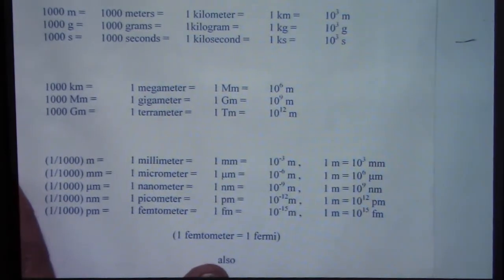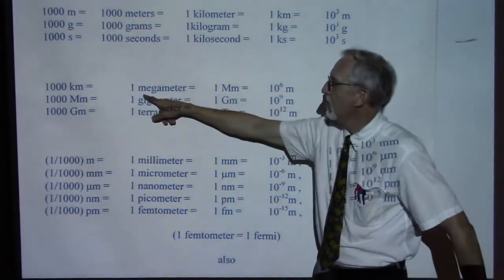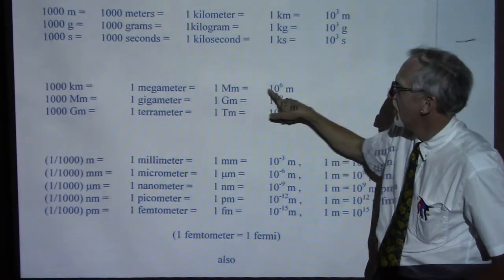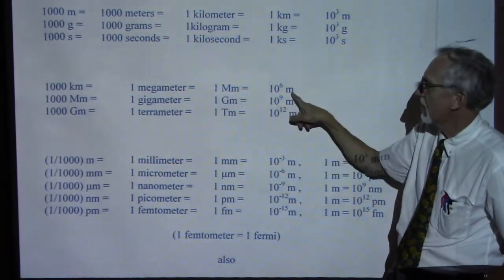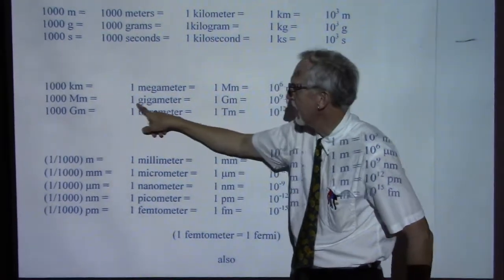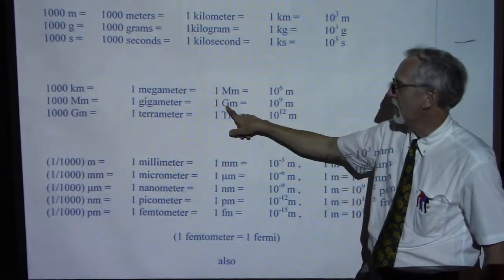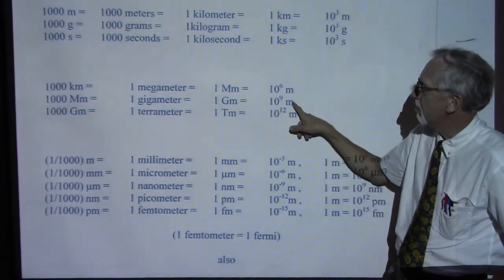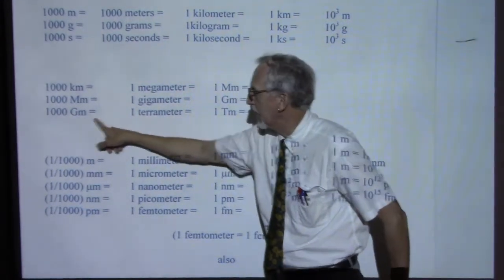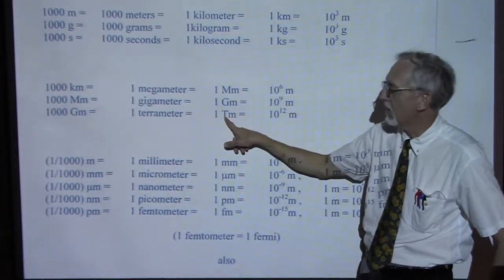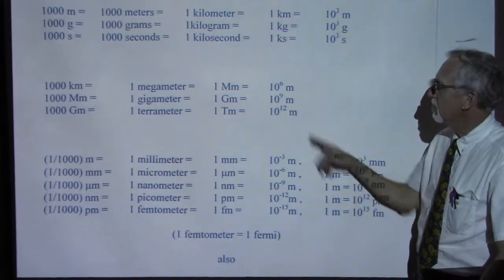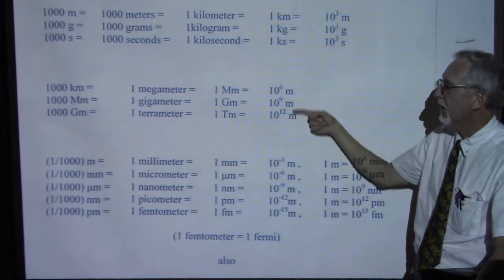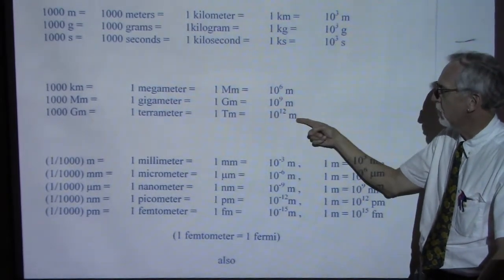So 1,000 kilo is a mega, or 1 capital M. So capital M, lowercase m is a megameter. That would be 1,000 kilometers, or 10 to the 6th meters. 1,000 mega is a giga. Giga is a capital G. 1 gigameter is 10 to the 9th meters. So a megameter is a million meters. A gigameter is a billion meters. 1,000 giga is 1 tera, and tera is a capital T, 10 to the 12th meters. So a mega is a million, giga a billion, tera a trillion. So 10 to the 6th meters, 10 to the 9th meters, 10 to the 12th meters.